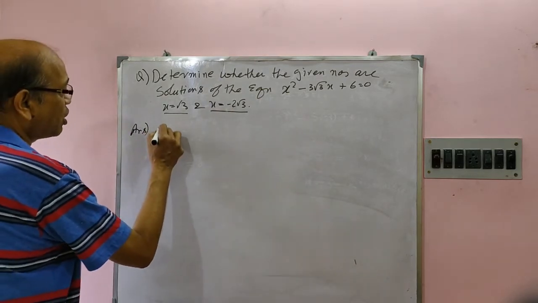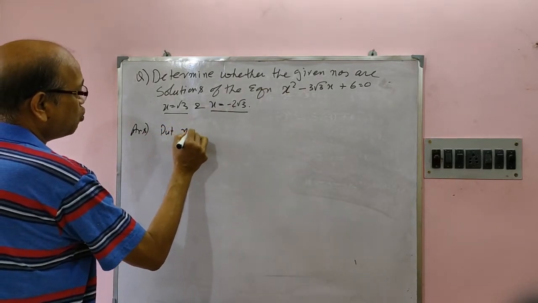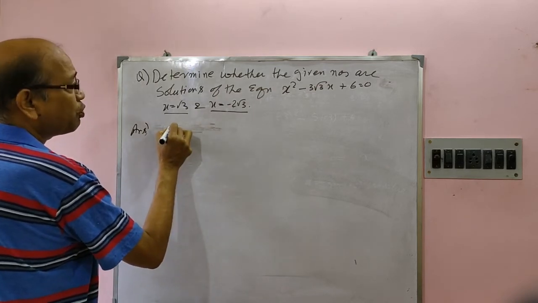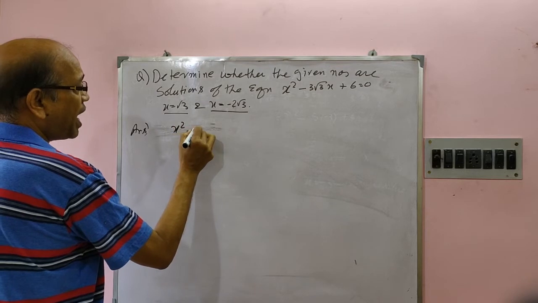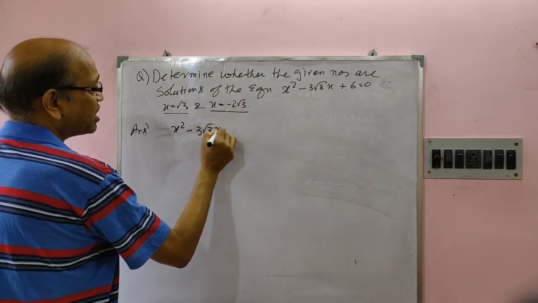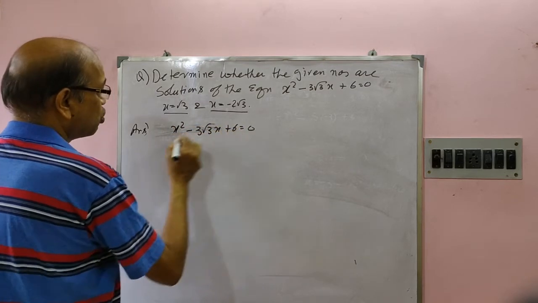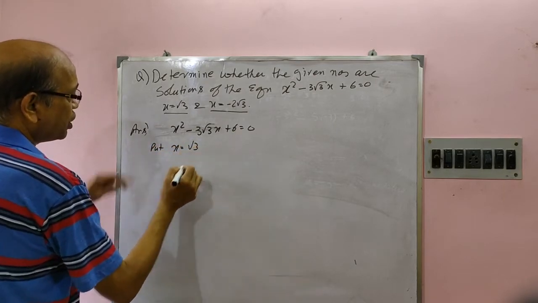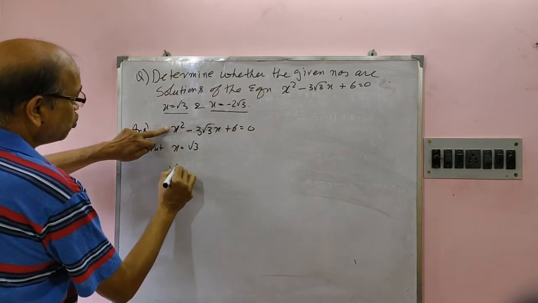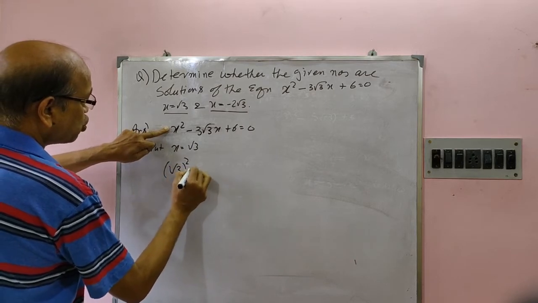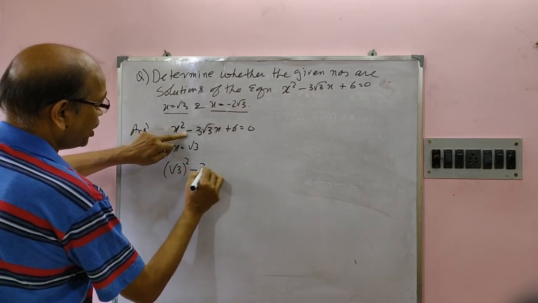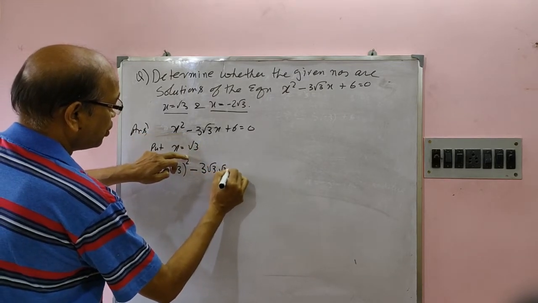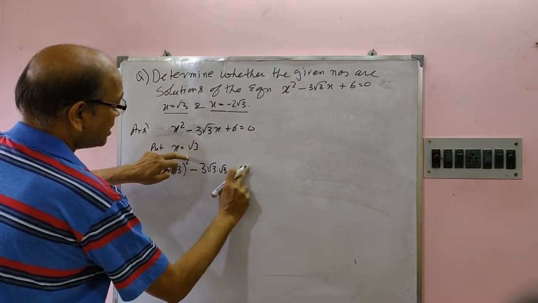Now let's start. Put x equals root 3 in the equation. What is the equation? The equation is x square minus 3 root 3x plus 6 equals 0. Now put x equals root 3. So what I have here is root 3 whole square minus 3 root 3, and what is x? x is again root 3, plus 6.